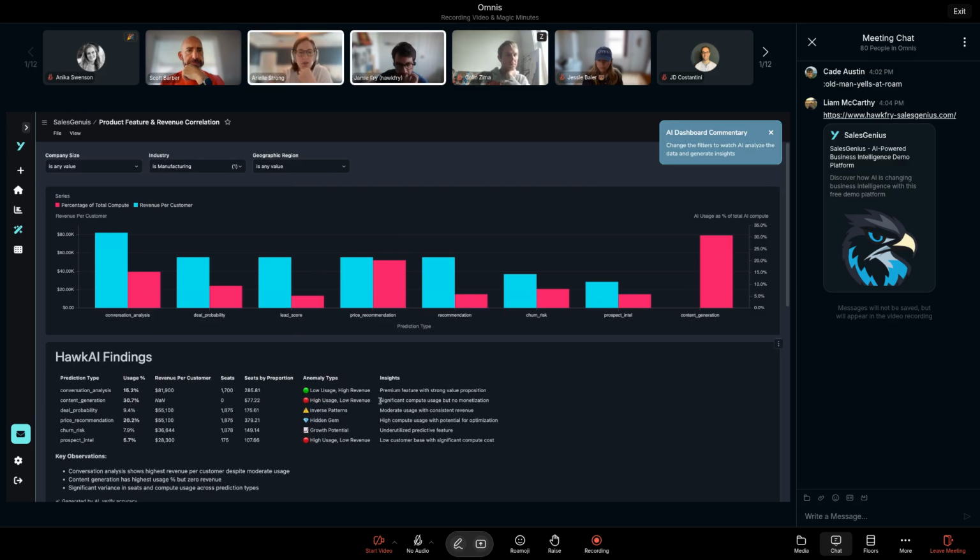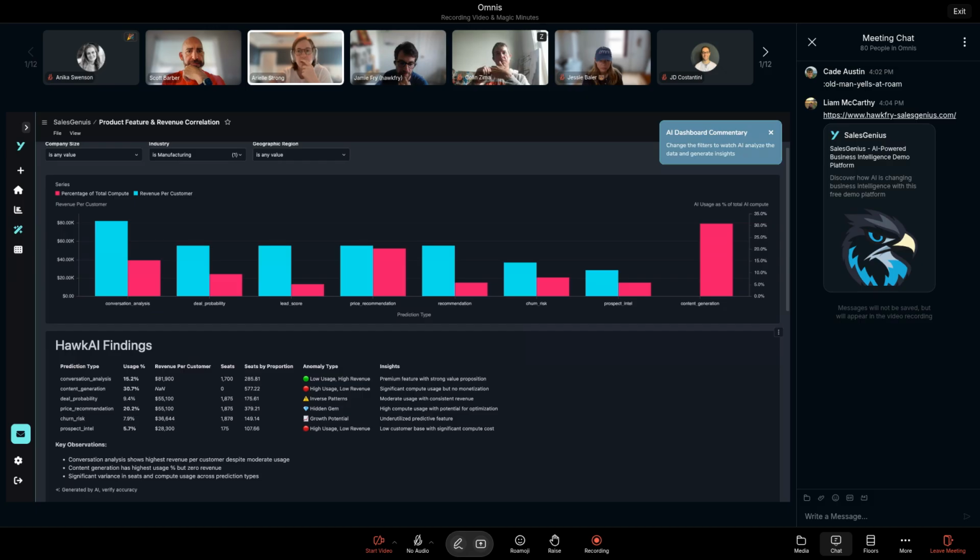Can I ask you a quick question? Yeah. This is really cool. For the prompt behind this AI summary, did you prompt it to return like a structured table like this, or did it decide to do that?